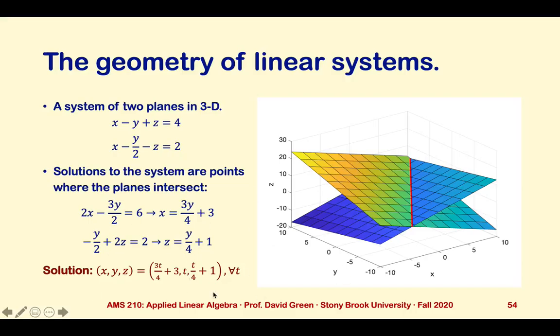One way we can write a solution to this is in a so-called parametric form. We say y can be anything, so let's replace y with a value t that can be any number. And then write x is 3t over 4 plus 3. y is just t, and z is t over 4 plus 1. We'll be discussing these ways of representing systems and solutions to systems again further down the road. This is just to give you a preview of the sort of thing that we might be looking at.